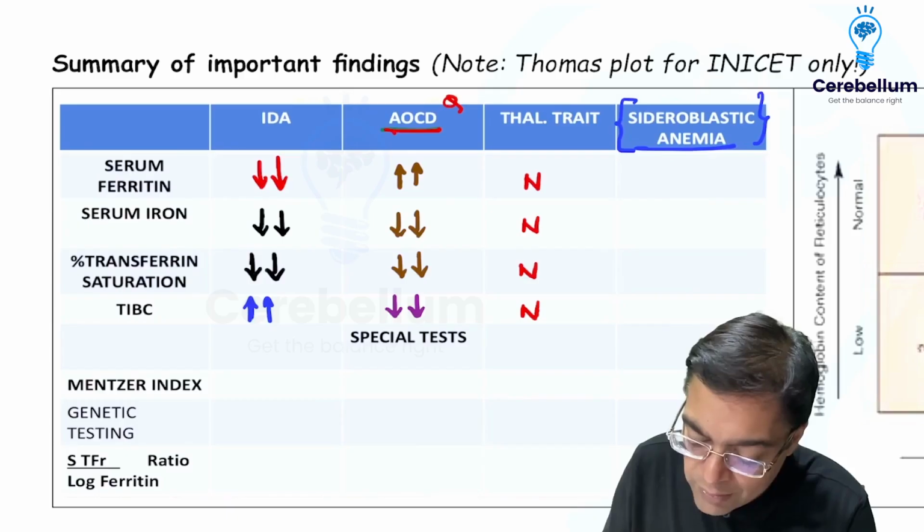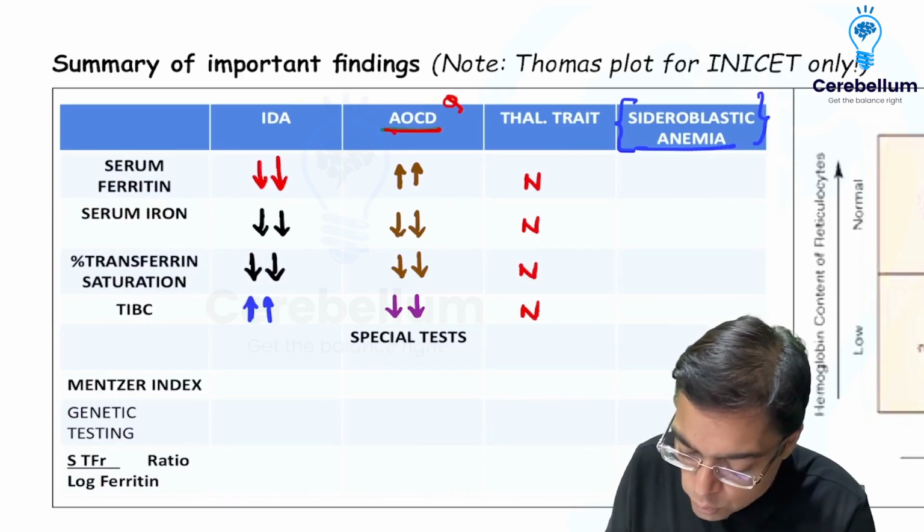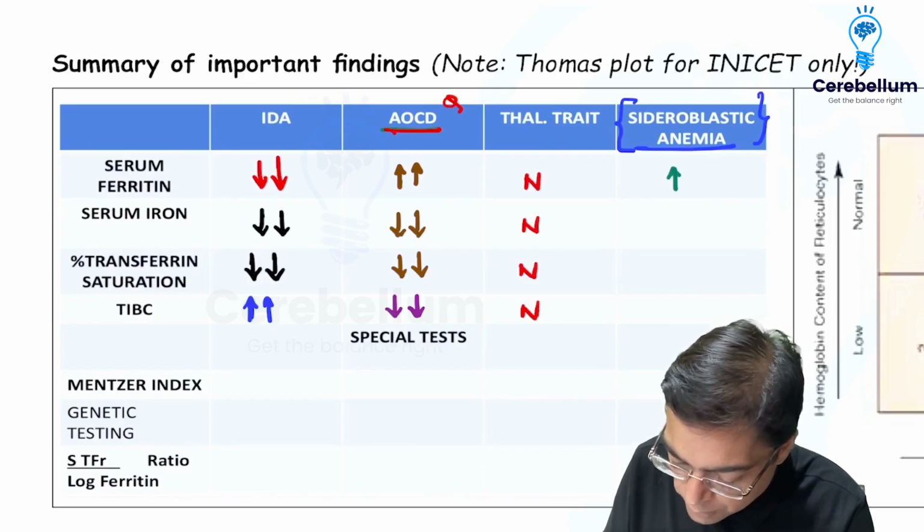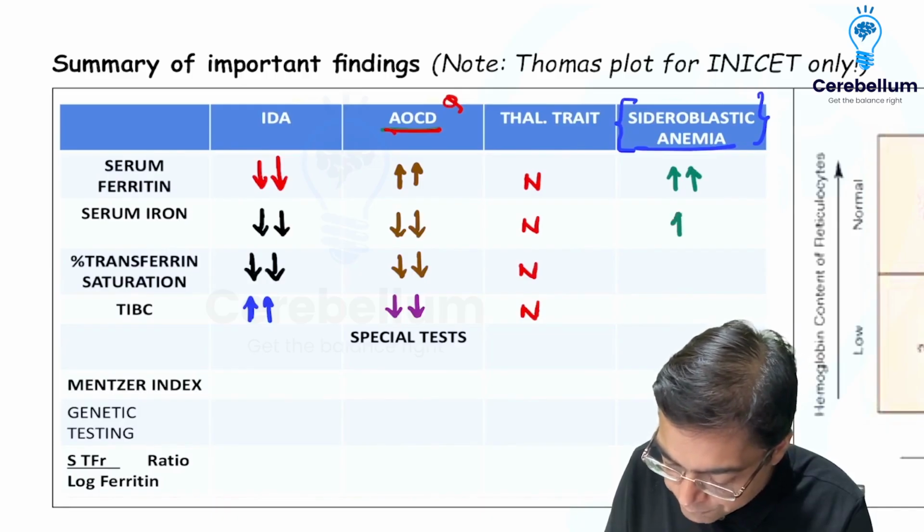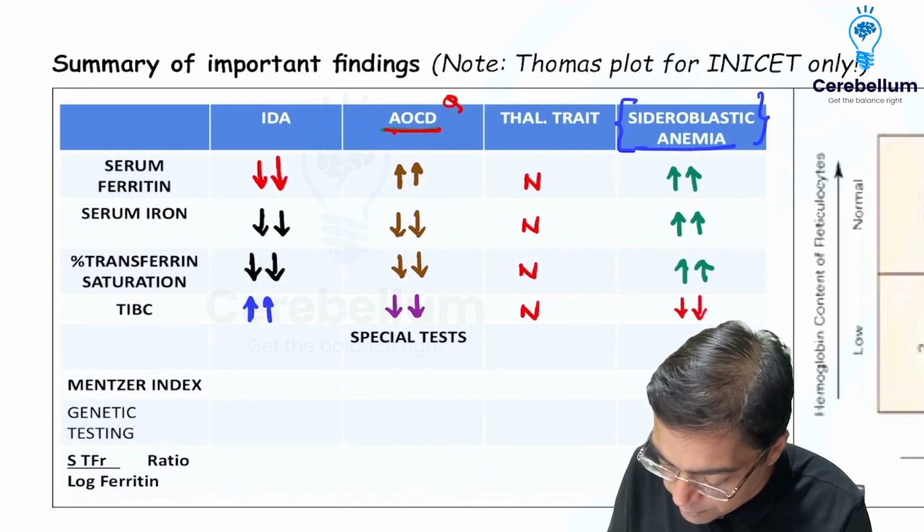They can also have an iron profile suggestive of iron overload. So these individuals are going to have increased serum ferritin, increased serum iron, increased transferrin saturation, and a decrease in the total iron binding capacity.